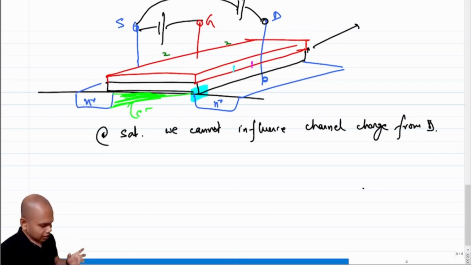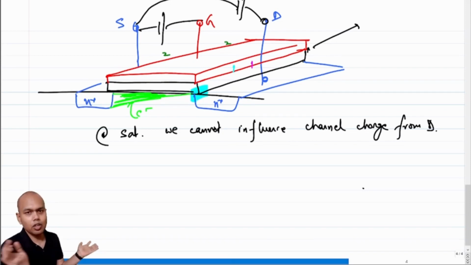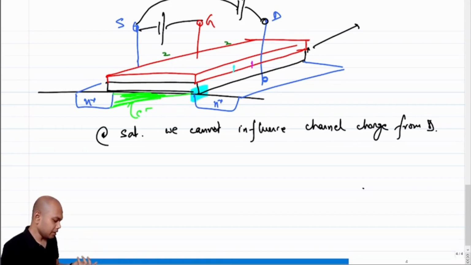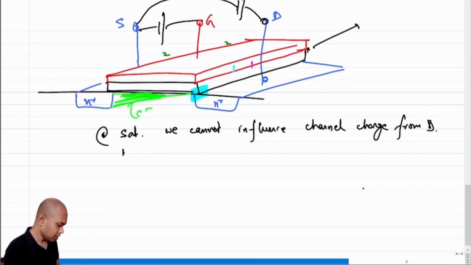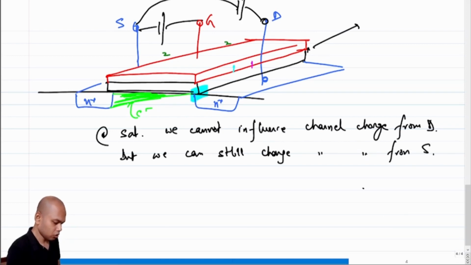So which means that the entire charge now, if I change the gate to drain voltage, this channel charge is not going to change, right? So which essentially means that all the influence, right? All the influence of changing the channel charge falls on the shoulders of gate to source, right? So, but we can still change channel charge from source, right?